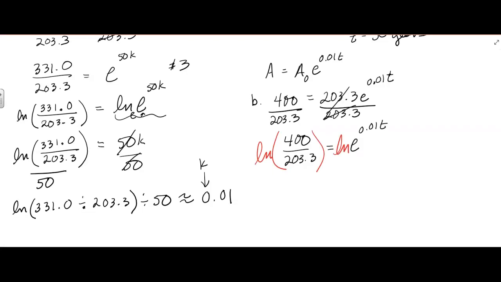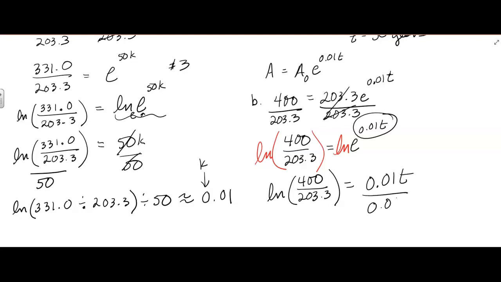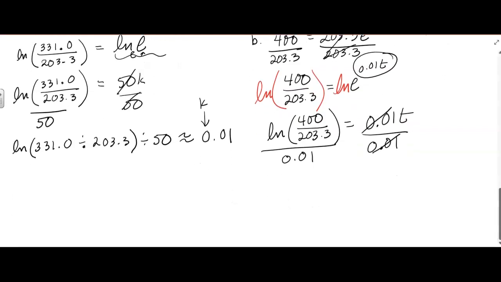Okay? So save a little writing here. So I have the natural log of 400 divided by 203.3, close that parenthesis, equals, and remember it's just going to equal that exponent, 0.01t. Divide by 0.01, divide by 0.01, and then I'll have to put all of that in the calculator, and I'll get t to be something. T is going to equal, and I'm going to round off to the nearest year. So stop the video and do the calculation.